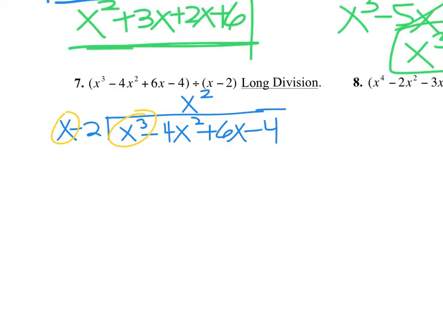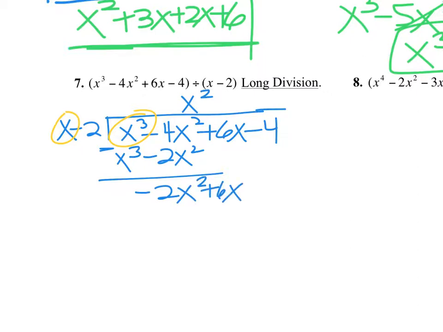So you're going to take that x squared, you're going to distribute it to both terms over here. X squared times x is x cubed. X squared times negative 2 is negative 2x squared. And then be very careful when you're subtracting here. The first ones will always cancel out. You get negative 4x squared minus negative 2x squared gives you negative 2x squared. Be careful. Bring down the 6x.